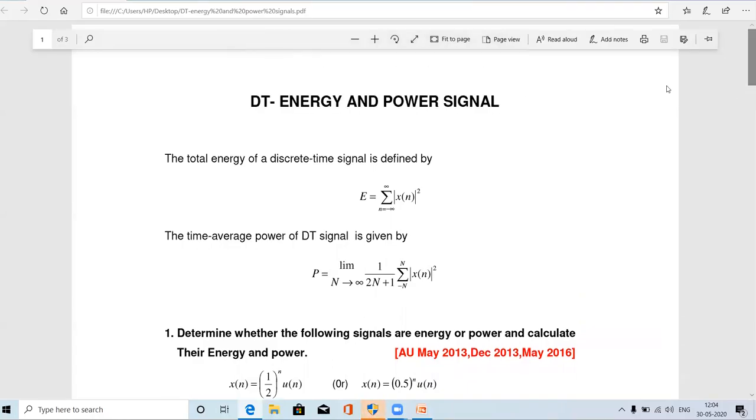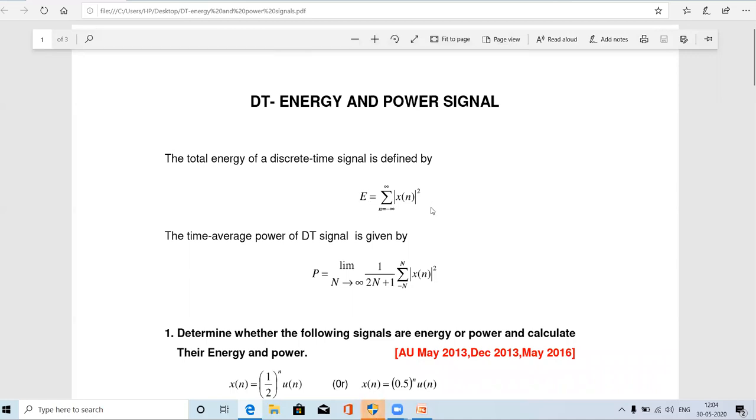Welcome to my channel. In this video, we are going to see the energy and power signal problem for discrete time signals. In the previous video, we discussed the energy and power signal problem for continuous time signals. Here, for a discrete signal, we are going to determine the energy and power. So the formulas to find the energy and the power for the discrete time signal are as follows.